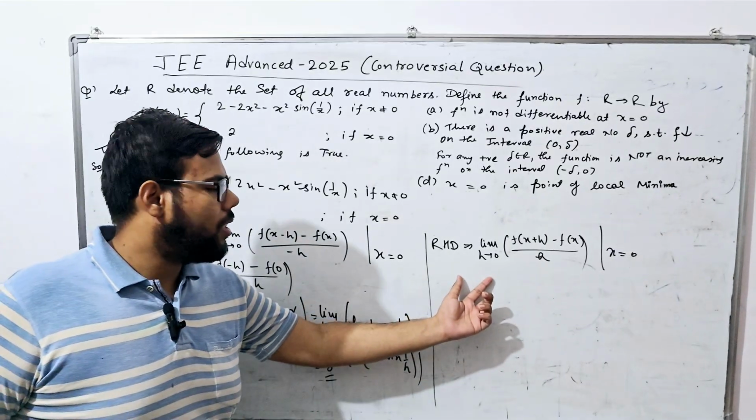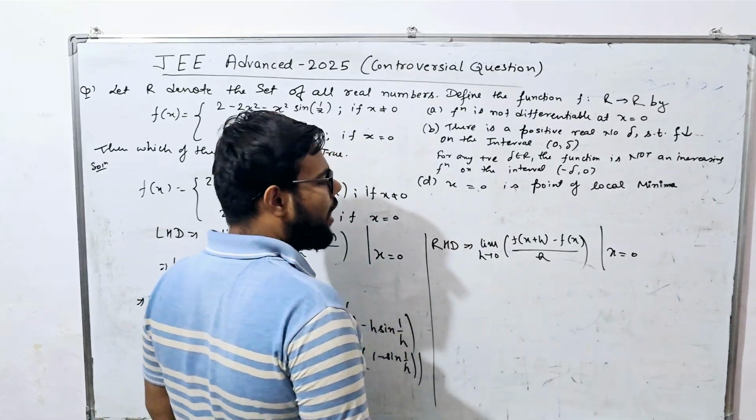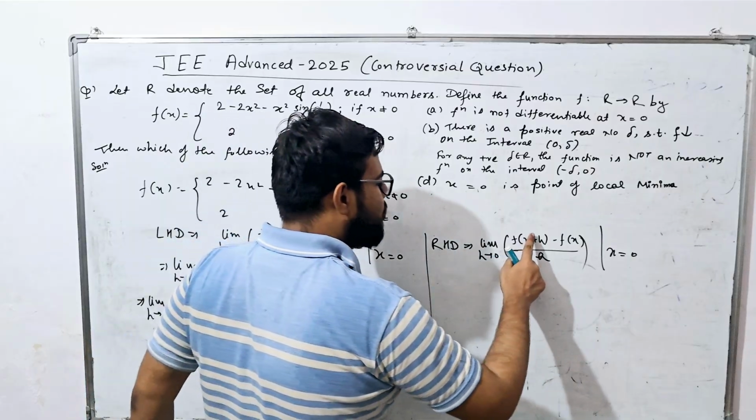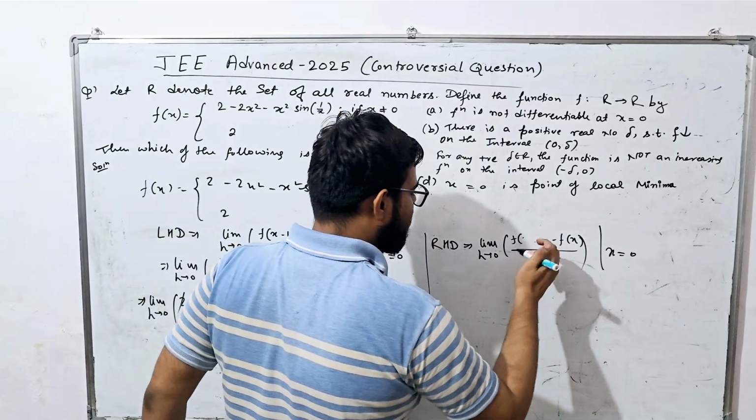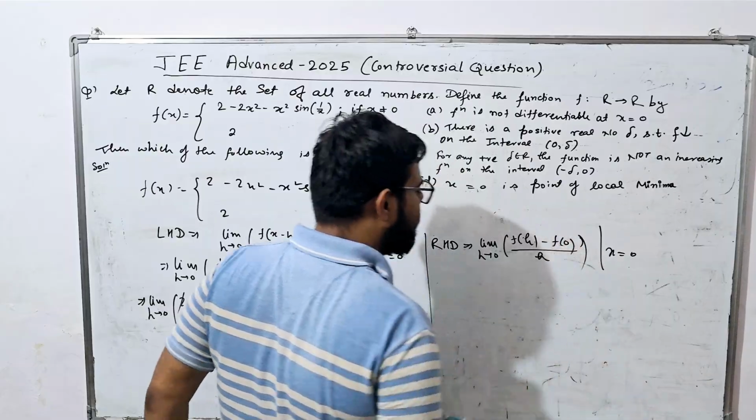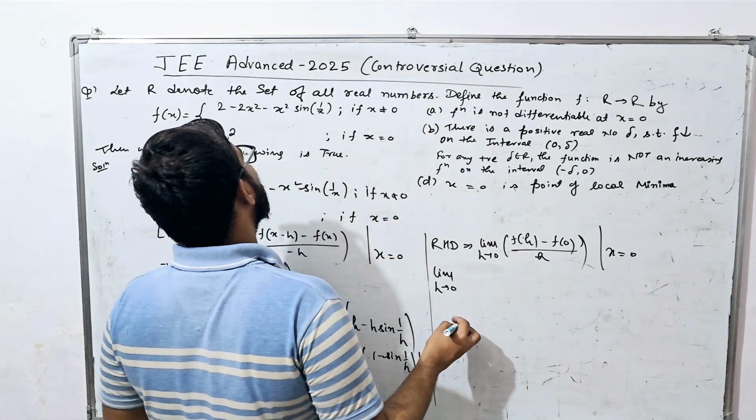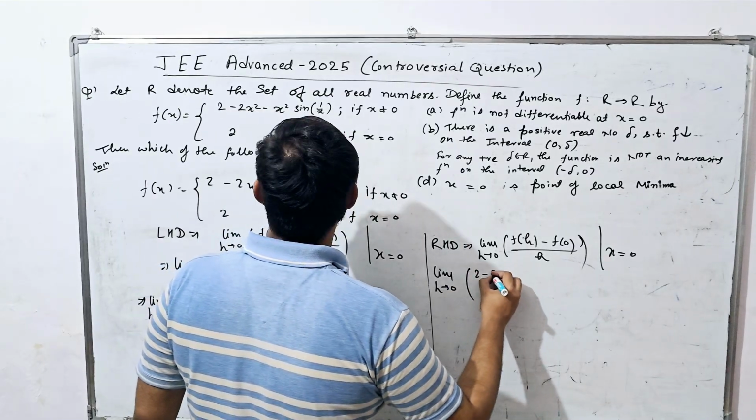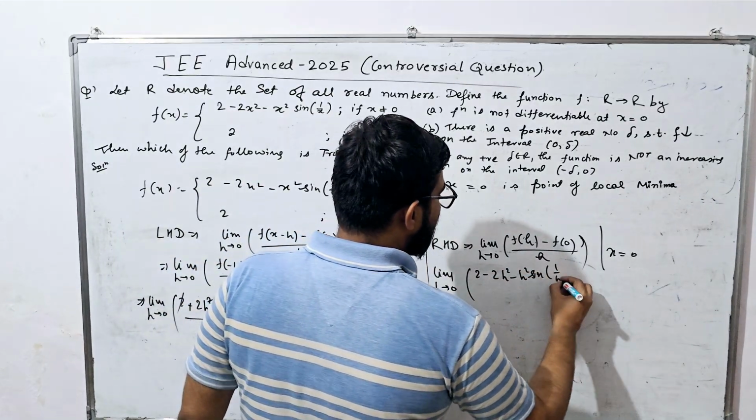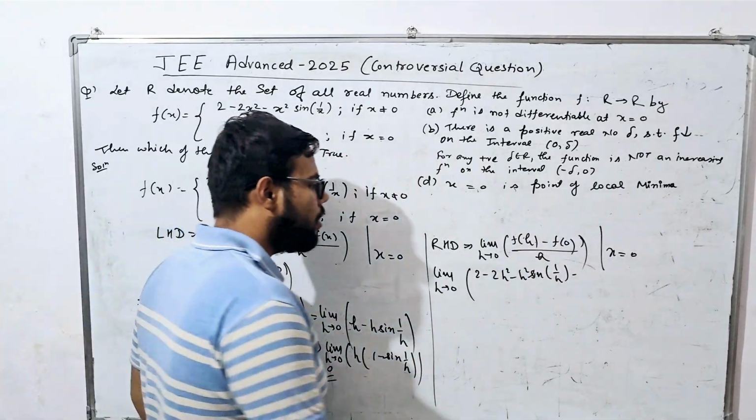Now let's solve for RHD. Since we are evaluating it at x equal to 0, and we have already done it over here, we can directly substitute 0. So f(0 + h) minus f(0), correct? The limit as h tends to 0 of [2 - 2h² - h² sin(1/h) - the value of the function at 0, which again is equal to 2], correct?